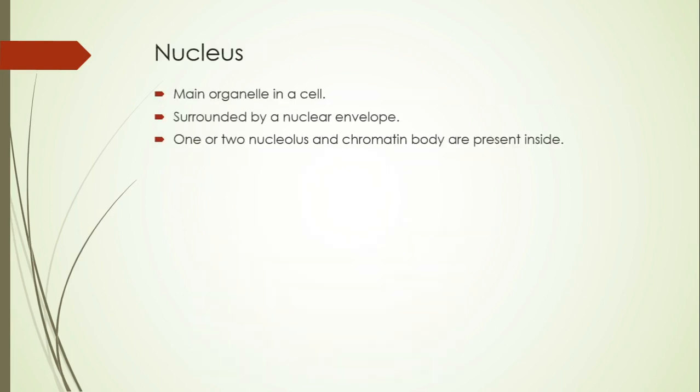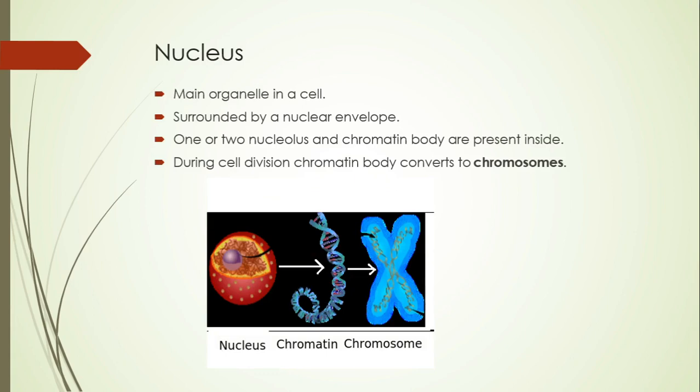Nucleus. Main organelle in a cell. Surrounded by a nuclear envelope. One or two nucleoli and chromatin body are present inside. During cell division, chromatin body converts to chromosomes.